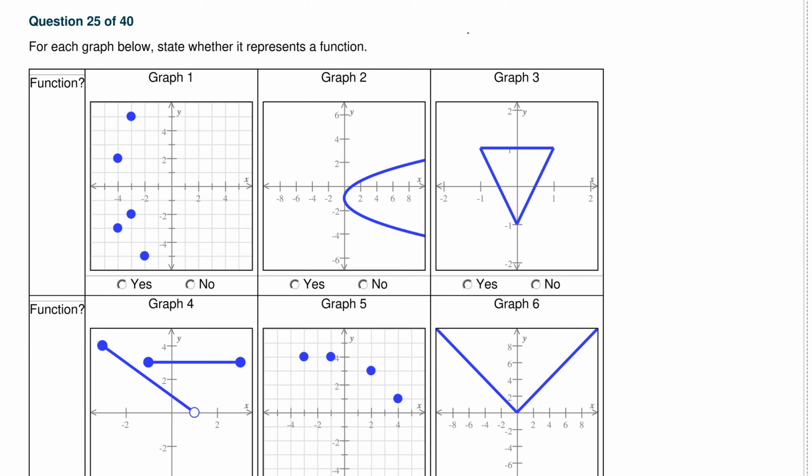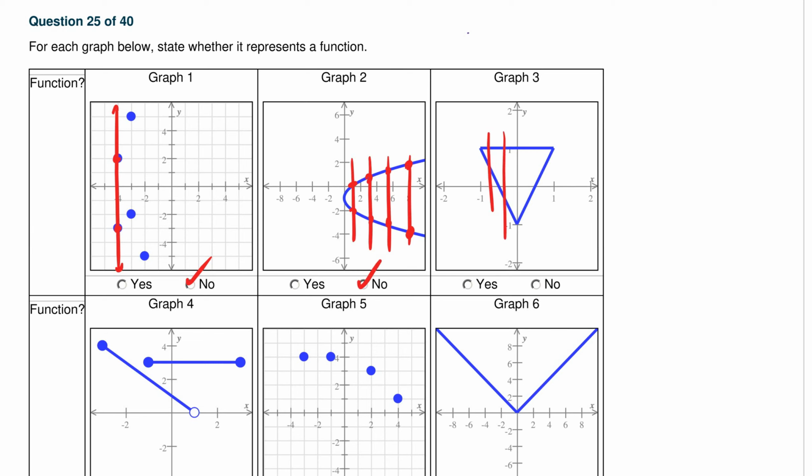Vertical line test means that when you draw a vertical line or vertical lines, it crosses your graph at one point each time. For example, if I draw a line right now, it crosses my graph at 2 points, so it's already not a function. Graph 2, if I draw lines, they cross my parabola at 2 points every single time. If they cross more than 1 point, it's not a function.